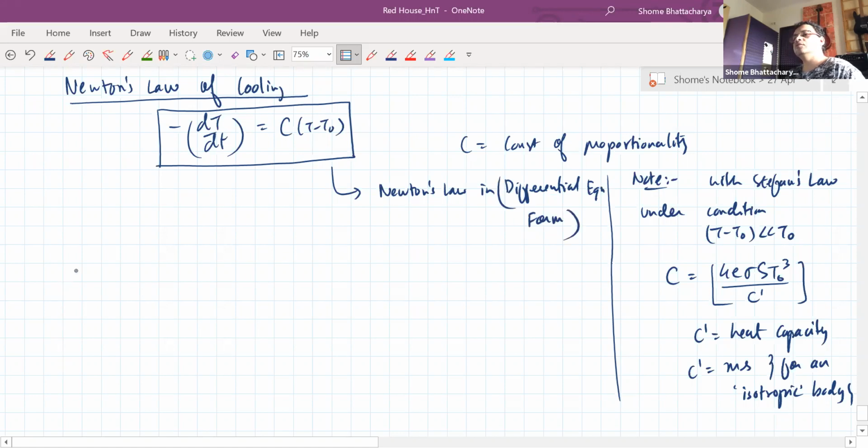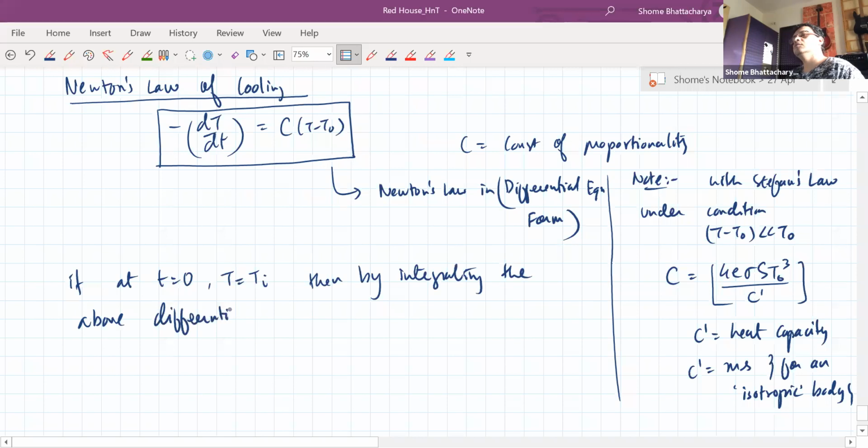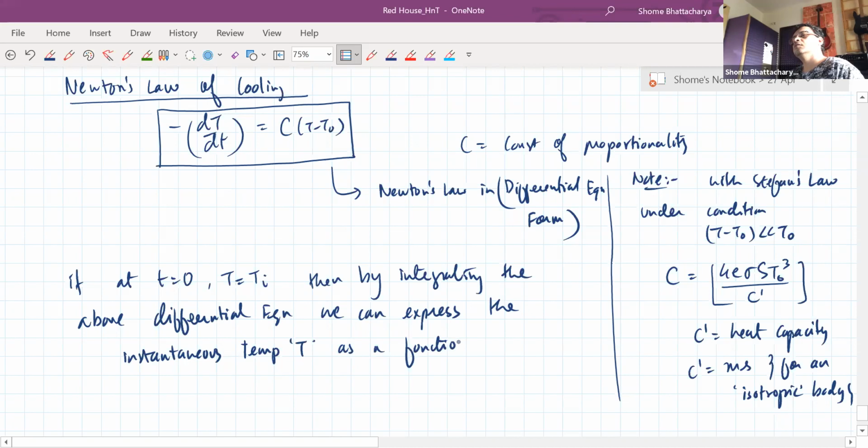Now if at t equal to 0, the temperature of the surface was T initial, then by integrating the above differential equation, we can express the instantaneous temperature T as a function of time t. Of course, by temperature we mean surface temperature.